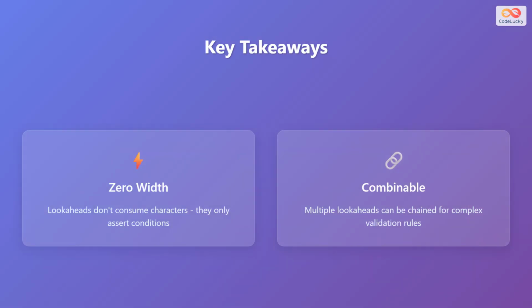Here are some key takeaways about positive lookaheads. Firstly, they are zero-width, meaning they don't consume characters but only assert conditions. Secondly, they are combinable. Multiple lookaheads can be chained together to create complex validation rules.